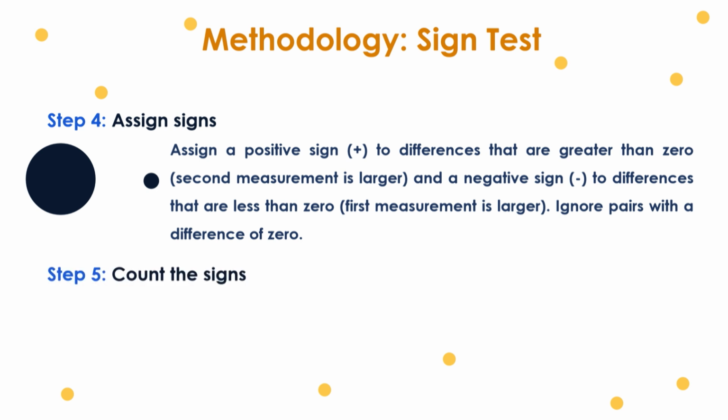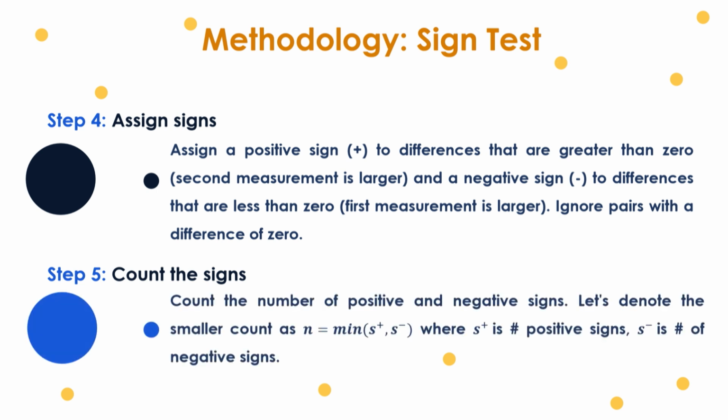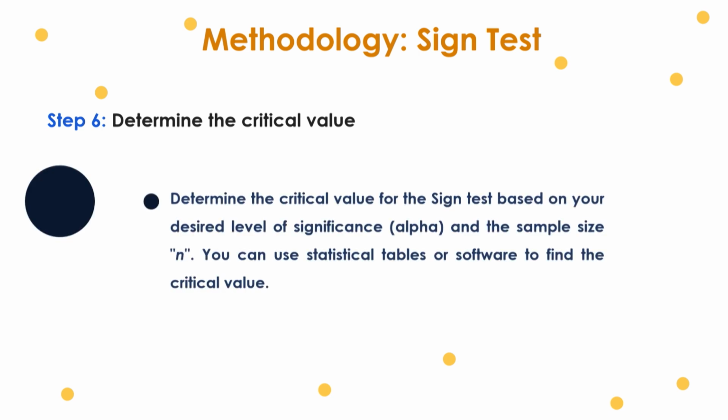Step 5: count the signs. Count the number of positive and negative signs, and denote the smaller count, that is, check the positive and negative signs and take the minimum, where S plus is the number of positive signs and S minus is the number of negative signs. What is step 6? Determine the critical value. In the same way, we follow the table value and check at different levels of alpha. Determine the critical value for the sign test based on your desired level of significance alpha and the sample size n.